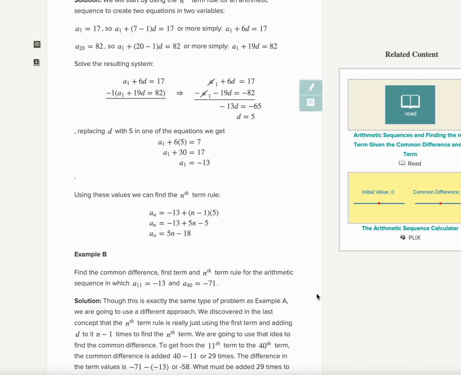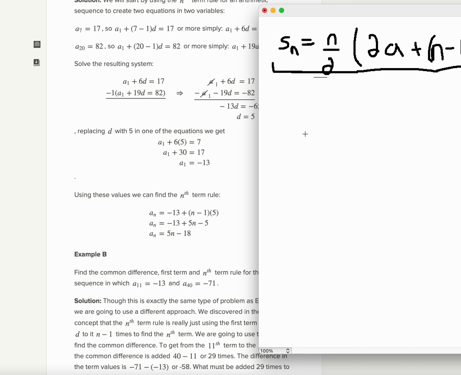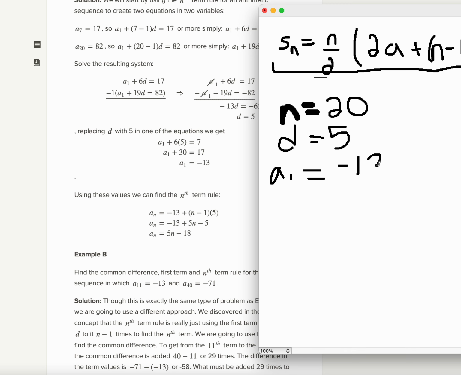Now that I have my first term and I know my difference, I can find the sum. Let's see what that looks like. In this problem I'm looking for the first 20 terms, so my n is going to be 20. I know I just solved my common difference, and that was 5. And I know my first term is going to be negative 13.